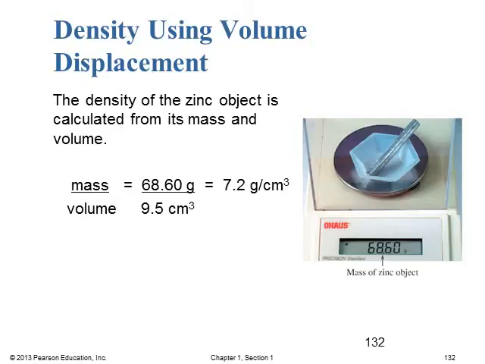We can use these volumes found from the displacement in the calculation. It's just the same as any other volume measurement. So what you can do here is measure the mass of this zinc using a scale. You measure the volume by displacement, and then you can calculate the density. The balance measured the mass of the zinc as 68.60 grams. So we take our mass of 68.60 grams divided by 9.5 cubic centimeters, and you get 7.2 grams per centimeter cubed.